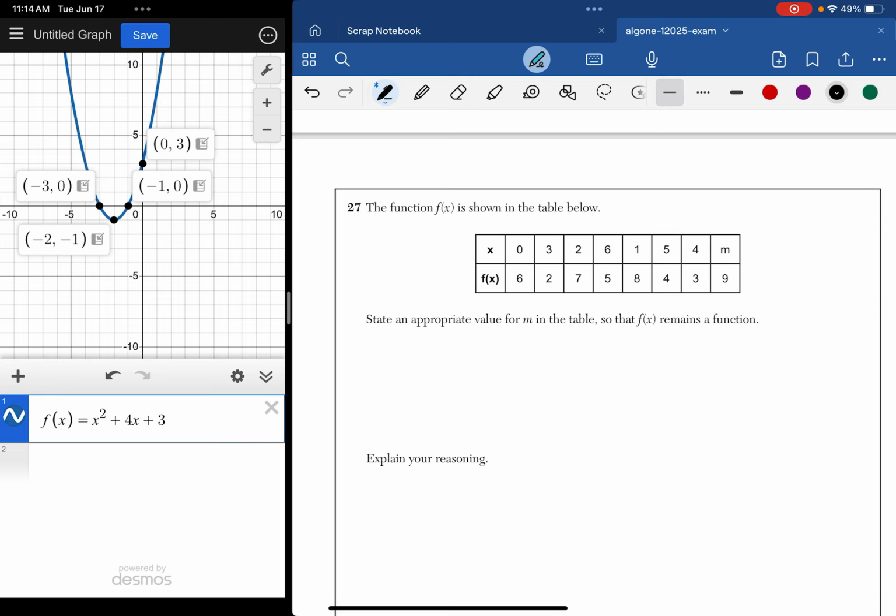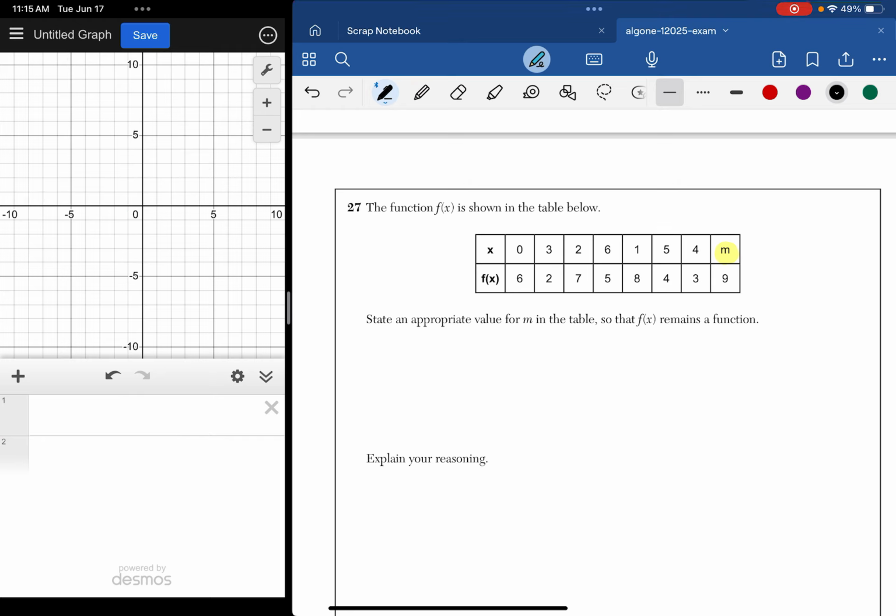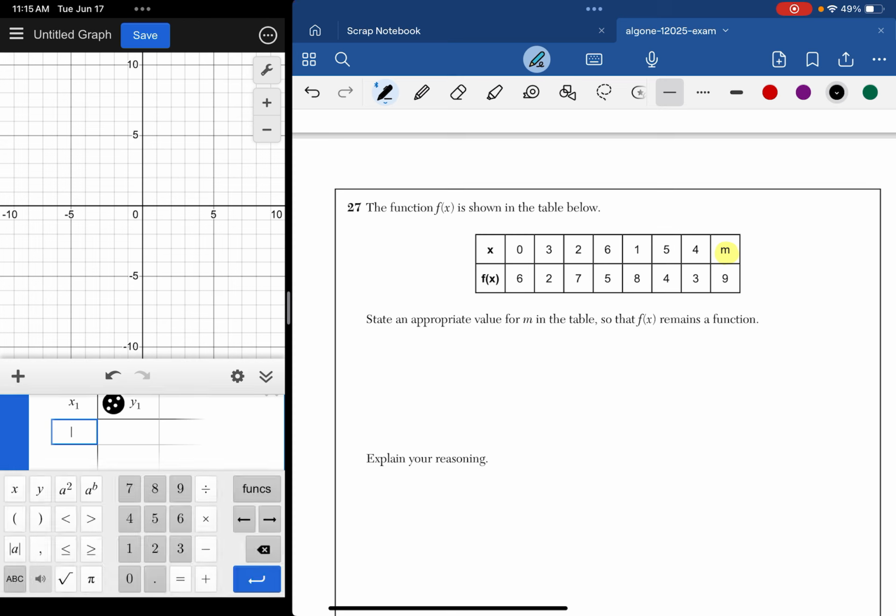All right. State an appropriate value for m in the table, so let's highlight it over here, so that it remains a function. All right. So it would need to pass the vertical line test. Let me get rid of this. I can plot all this if I want. Yeah, might as well.